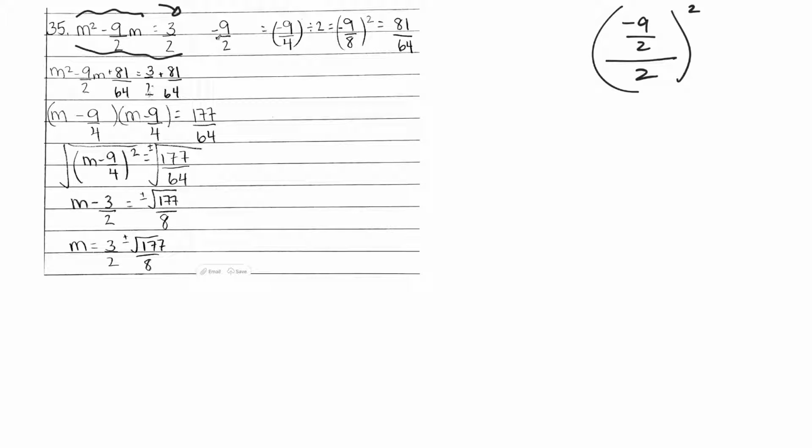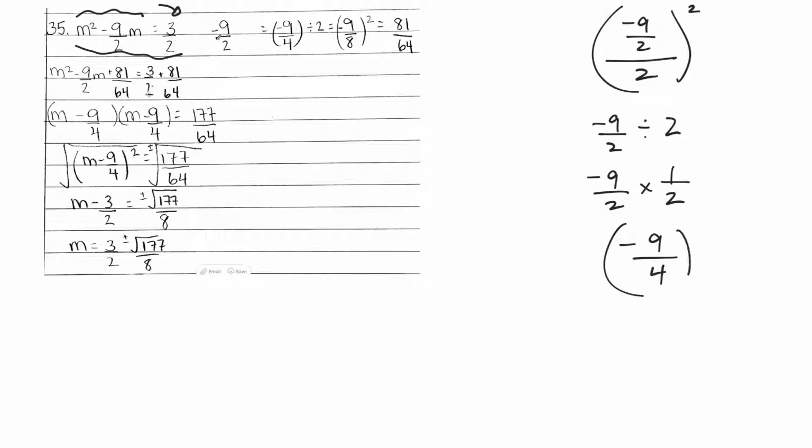So if I have negative 9 over 2 divided by 2, that's the same thing as negative 9 over 2 times 1/2. So really, it'll be negative 9 quarters, and then I have to square that. So I square the top, it becomes 81. I square the bottom, it becomes 16. And you had 64 there. So you had the 81 right, but the 64 was out.